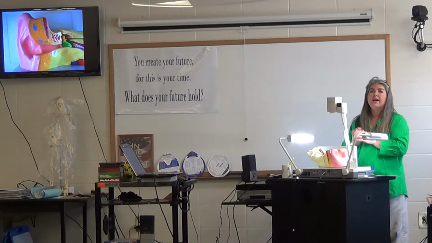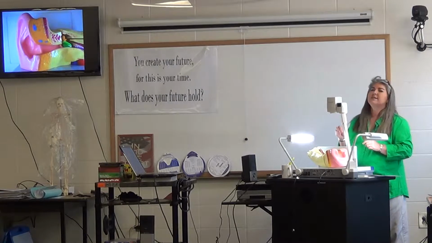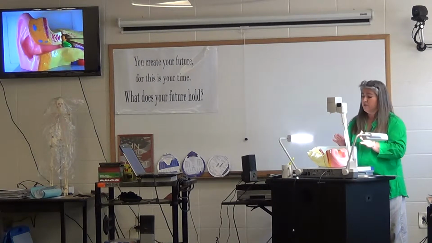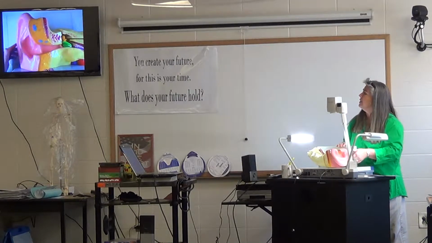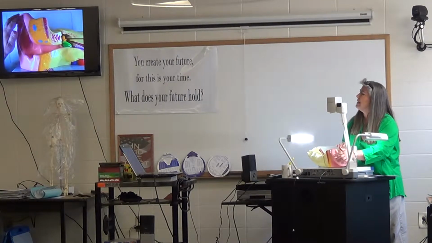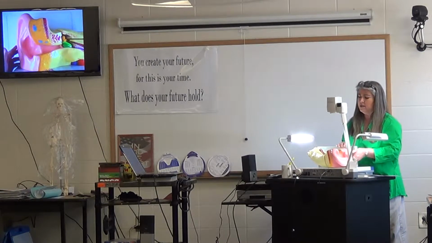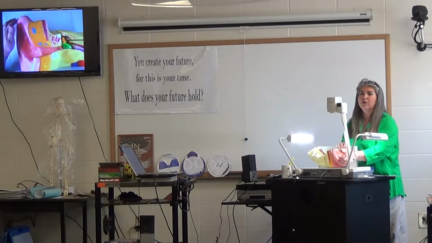Let's discuss the outer ear first. Your ear is in 3 segments: your outer ear, your middle ear, and your inner ear. Right now we're going to discuss the outer ear. The outer ear is the part that you can actually see. This is the pinna, P-I-N-N-A. The top part of the ear is called the auricle.